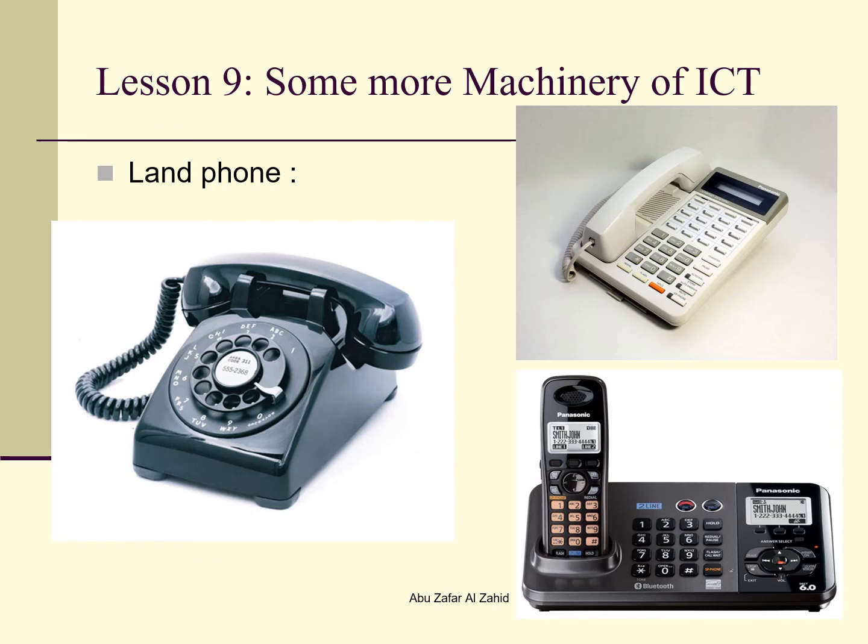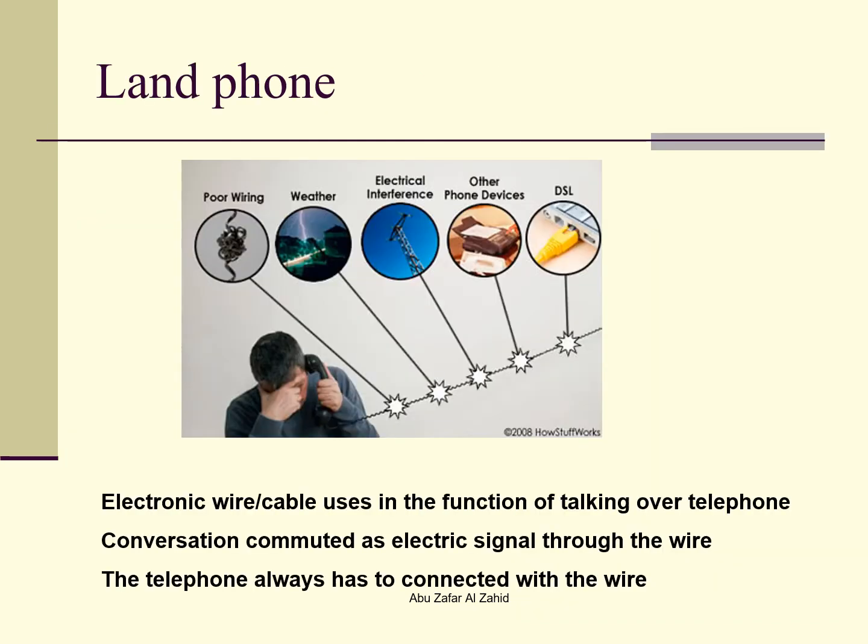Lesson 9 discusses some more machineries related to ICT. Landphone is an ICT device. There was a time when electric wires were used to transfer our phone conversations from one place to another. Our conversations commuted as electronic signals through the wire. As the signals had to be sent through electronic wires, the telephone always had to be connected with the wire. These phones are called land phones.